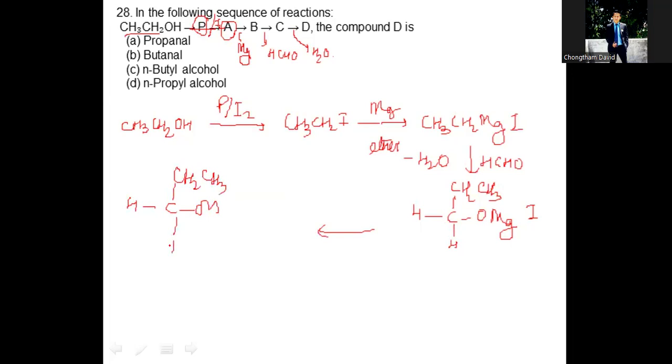So this will be the name of the alcohol. What will be the name of this alcohol? D. D will be alcohol. How to name this? This is a straight chain hydrocarbon. So n-propyl alcohol. You can simply call it propan-1-ol, does it not? N stands for normal or straight chain.